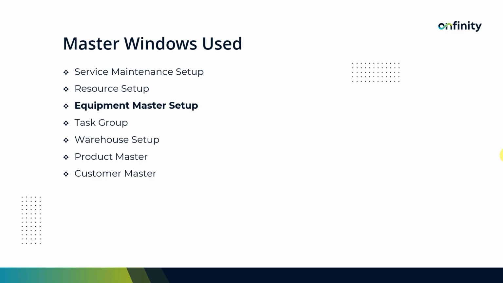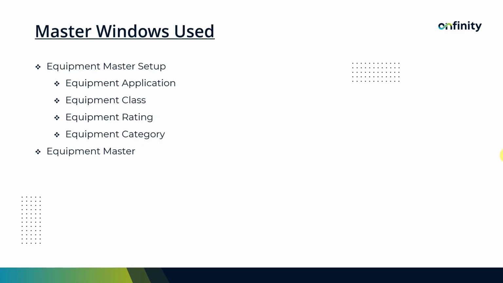Let us go to the equipment master setup and quickly understand how we are going to cover it and the purpose of these masters. There is a screen called Equipment Master Setup. Under this screen, we have 4 masters: Equipment Application, Equipment Class, Equipment Rating, and Equipment Category. These are all relevant and useful for creating equipment, which we will cover separately as an equipment master. Equipment is basically an asset in Onfinity, and in Field.ai, assets and equipment are the same.